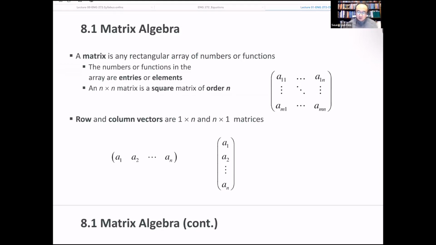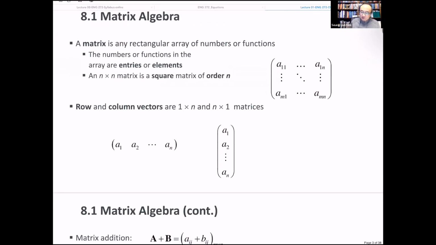8.1 Matrix Algebra. In the book, it uses matrices with parentheses, but I don't like that. I usually use brackets like this for a matrix. You will see all of the problems that we have; we're going to use this bracket. The matrix is row by column.